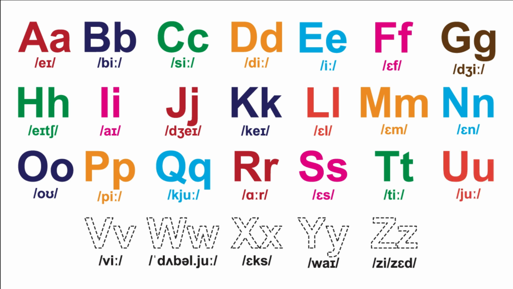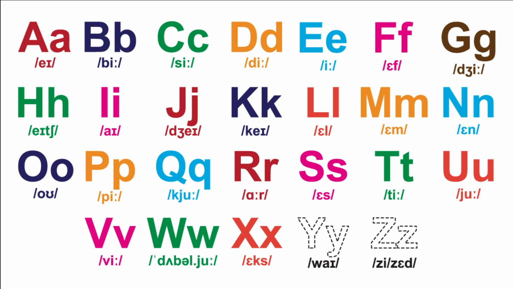U for umbrella, U for unicorn. V for vacuum, V for violin. W for whale, W for watch. X axe, X fox. Y for yo-yo, Y for yacht. Z for zebra, Z for zebra.